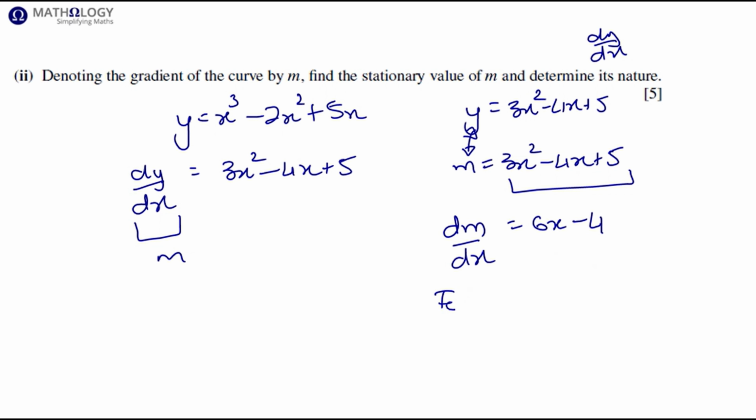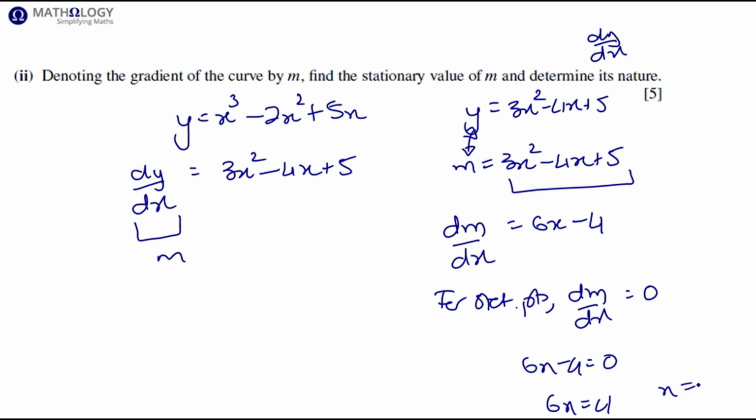Now for stationary points, the derivative of the function equals 0, so dm/dx equals 0. So 6x minus 4 equals 0, 6x equals 4, x equals 2/3. So there's a stationary value for this expression when x equals 2/3.